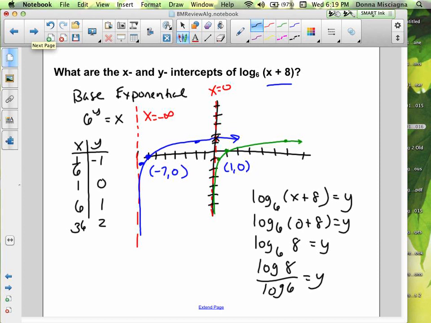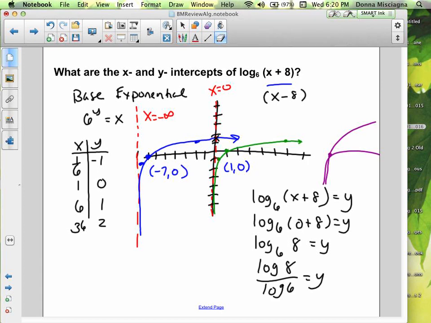What if we had shifted our graph to the right instead? So what if it was x minus 8 instead of x plus 8? Well, then our graph would be going this direction. 1, 2, 3, 4, 5, 6, 7, 8. It would be way over here. Okay? And it'd be going like that. Well, not that steep, but that direction anyway. And so then we wouldn't have a y-intercept at all. We wouldn't come anywhere close to that y-axis.